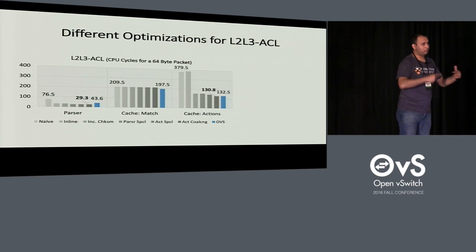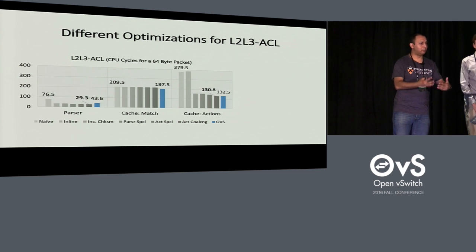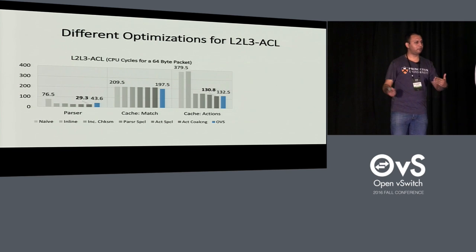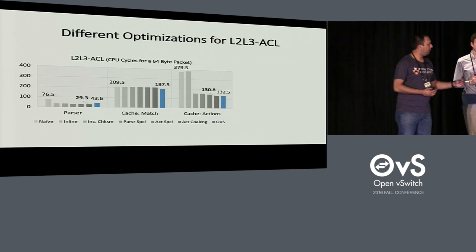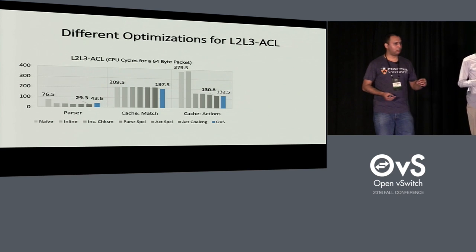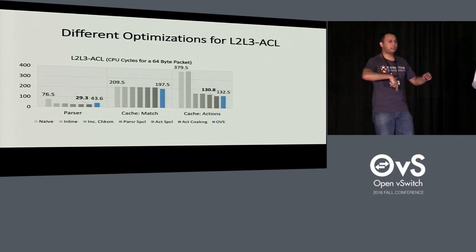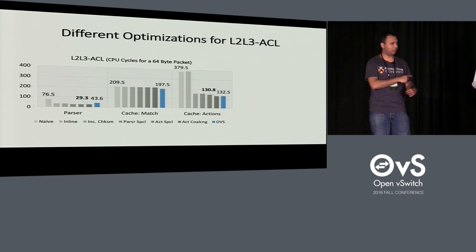And then we used incremental checksum to convert the full-blown checksum into incremental checksum based on the program analysis, like what fields were actually modified in IP. And then based on that, only apply checksum to those modified fields. And then there was parser specialization to remove the dead code in the parser, action specialization, and so forth. So after doing all these optimizations, we found out the parser was now taking fewer cycles than the native OVS for this particular program.